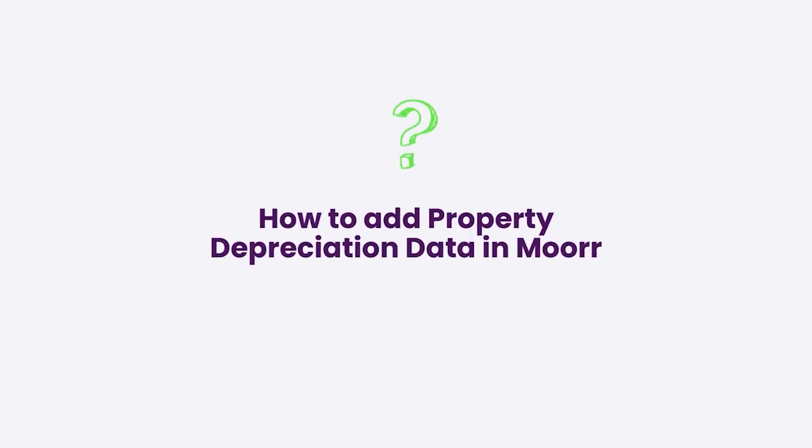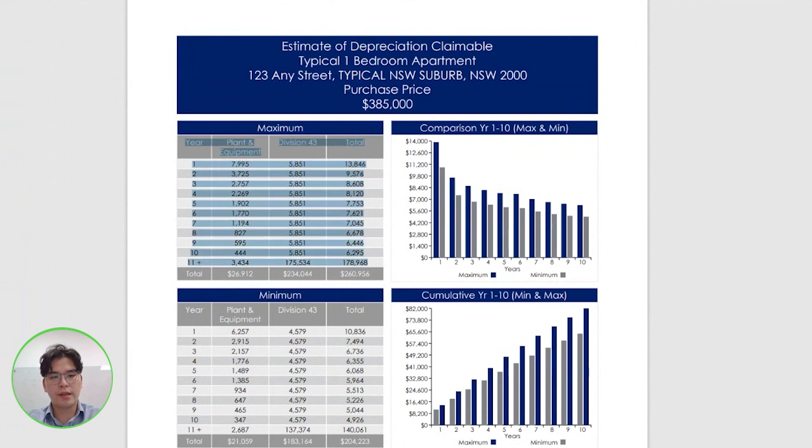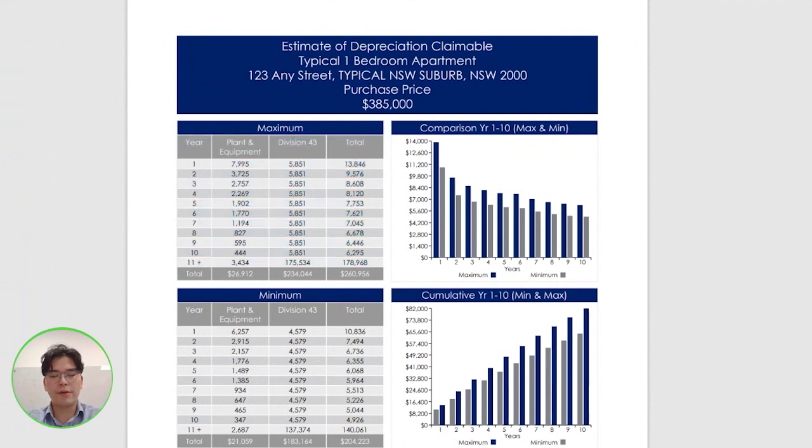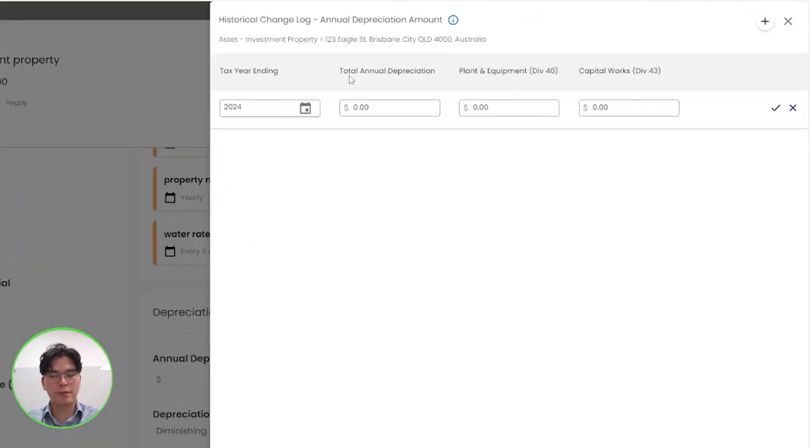So if we take an example from a BMT Tax Depreciation schedule, you can see there are various depreciation amounts that have been calculated for this particular property. Let's take this first one, for example, in year one. It's been calculated that there's a total of $13,846 that can be claimed as depreciation for that specific year. You can see here in our historical changelog, we've got the ability to enter the total amount, the plant and equipment amount, and the capital works amount.